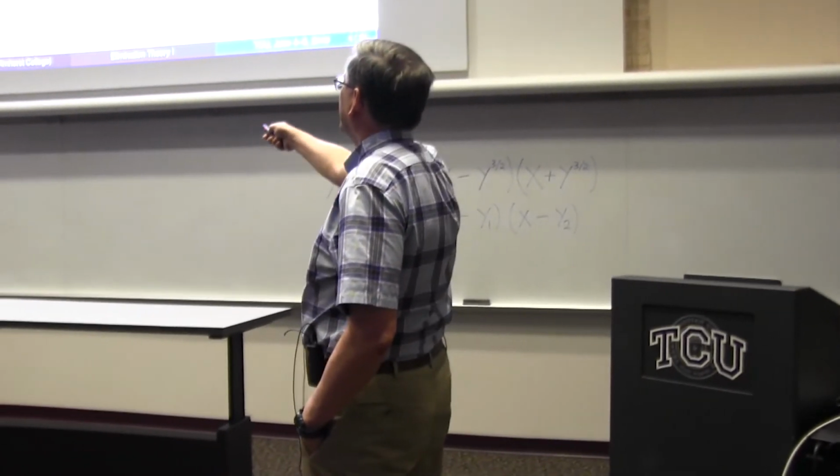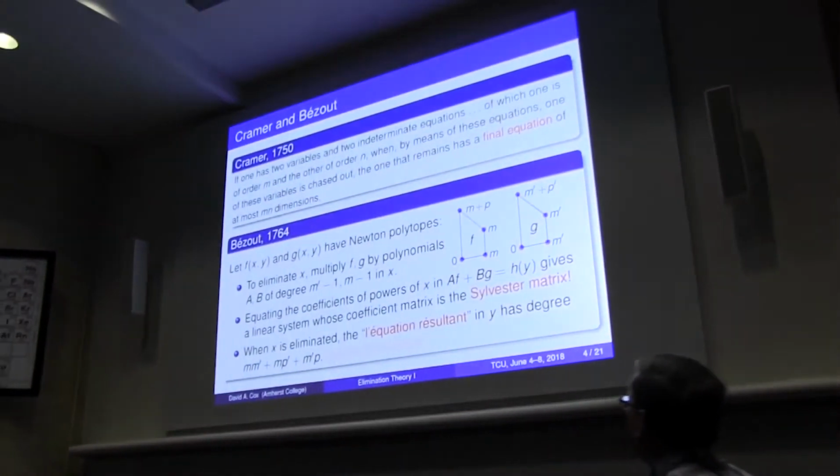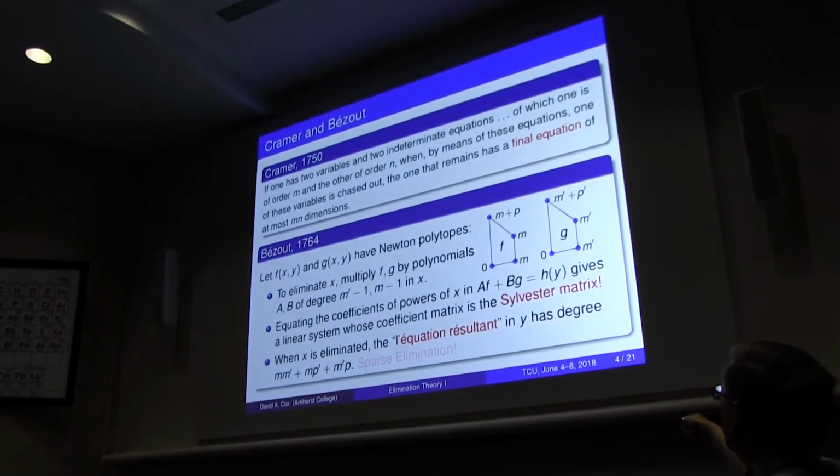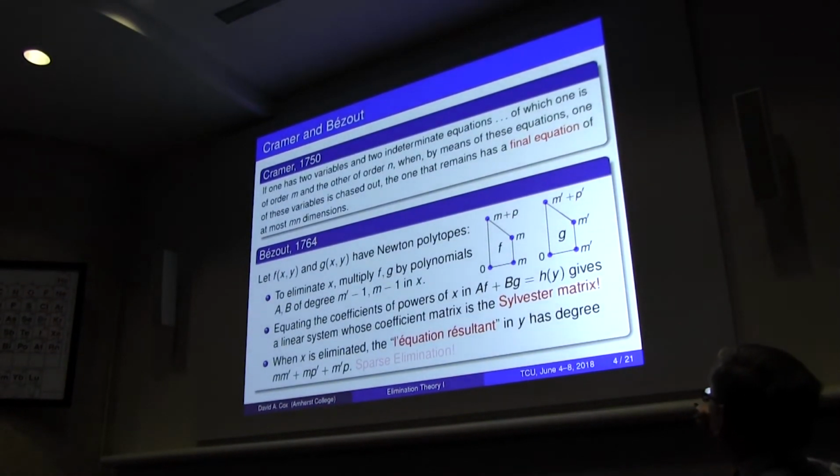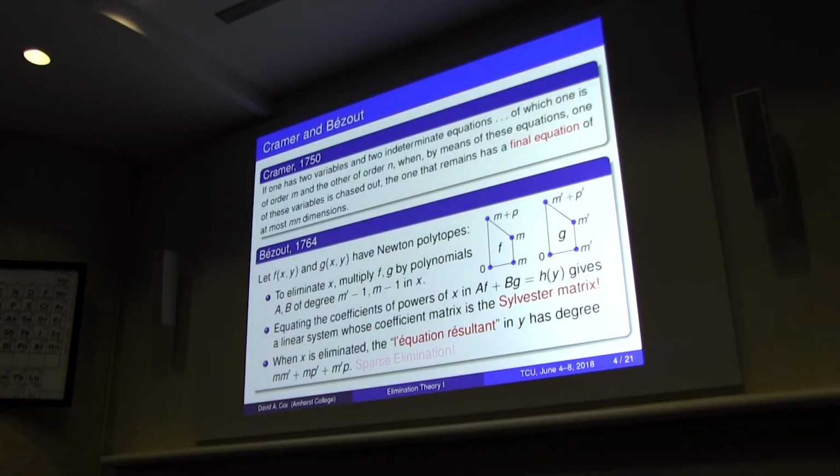But here, let's take our two polynomials. But the idea is that instead of just talking about the degrees, so in this case, m plus p is the degree of this one, m prime plus p prime is the degree of that one. So those are the degrees, but let's further put a bound on x. So here it's bounded by m, here it's bounded by m prime. And so these are the Newton polytopes of these two polynomials. And he wants to do elimination.